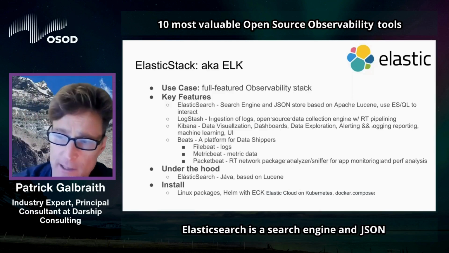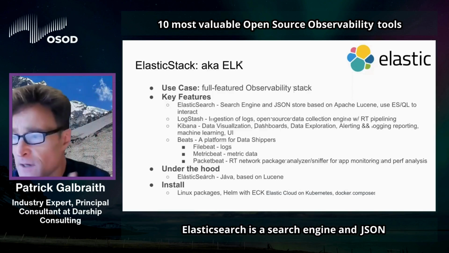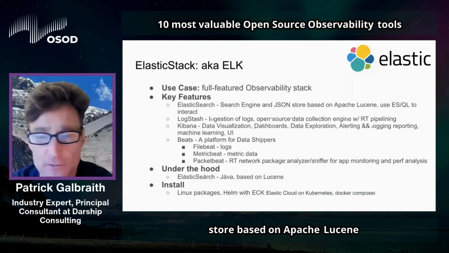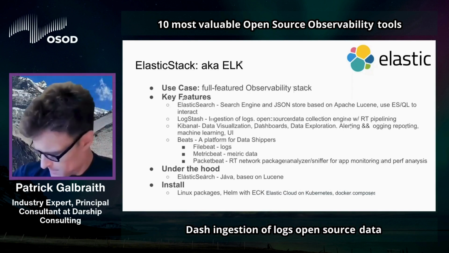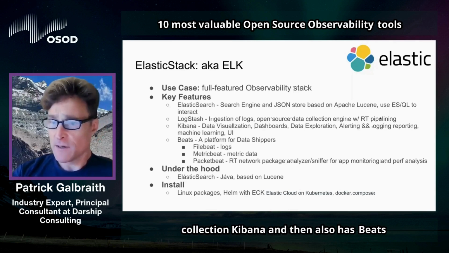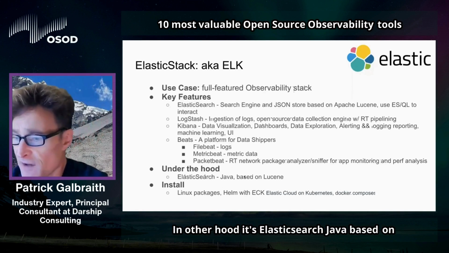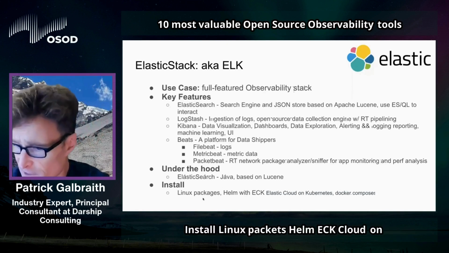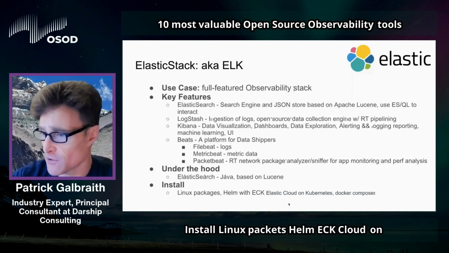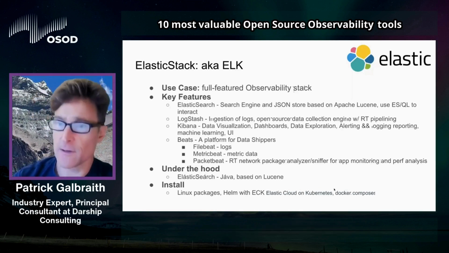Key features are Elasticsearch. It's a search engine and JSON store based on Apache Lucene. Ingestion of logs, open source data collection, Kibana, and then it also has Beats, which are data shippers. And under the hood, it's Elasticsearch, Java based on Lucene. Install options: Linux packages, Helm, ECK (Elastic Cloud on Kubernetes), Docker Compose.